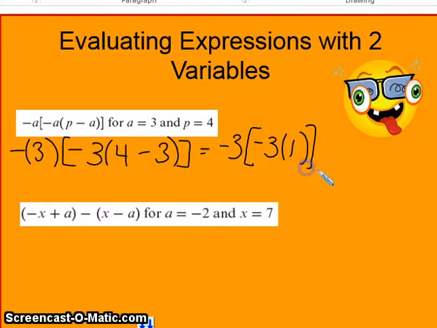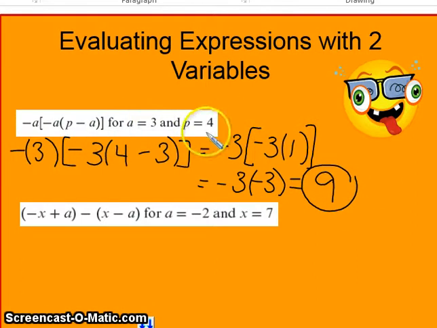Now that I'm done with my innermost parentheses, I work inside the brackets. I've got negative 3 times 1, so I still have my negative 3 on the outside, and then negative 3 times 1 is negative 3. And when I multiply, negative times a negative gives me a positive. 3 times 3 is 9. Again, all I did there was plug 3 in for a and 4 in for p and follow the order of operations. I'm going to do the same thing with the second example.